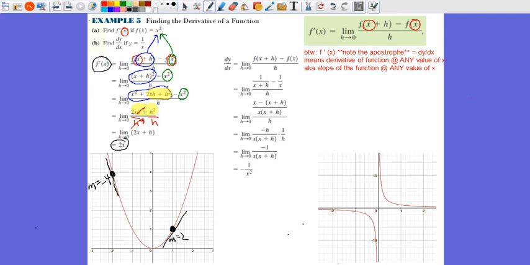So for any value of x, just plug that x value into 2 times that x value and you get the slope. Now let's do this one here. This one involves fractions. This is the last example.